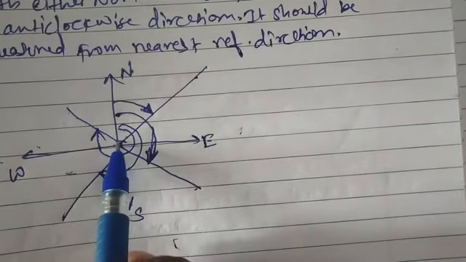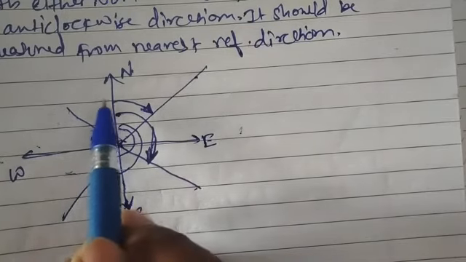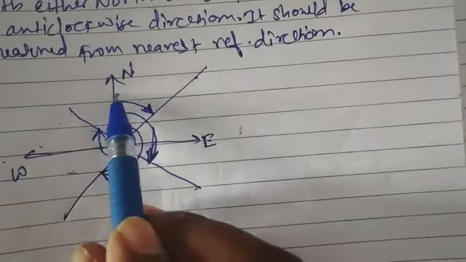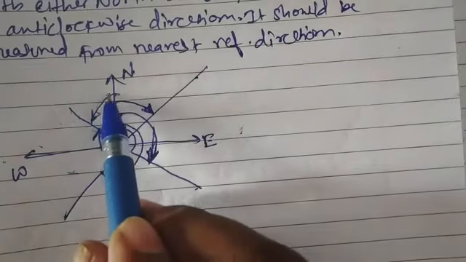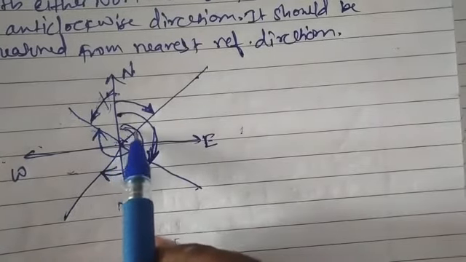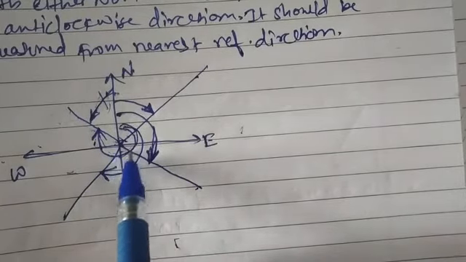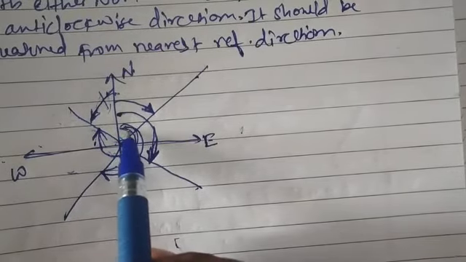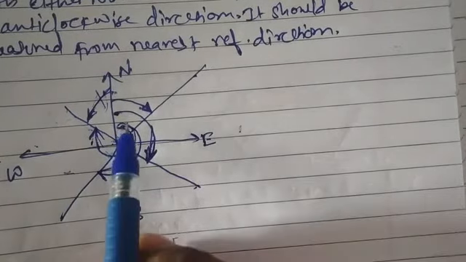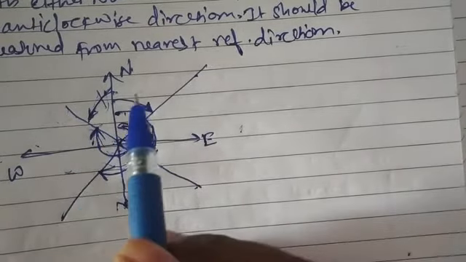Now here you can see that even if this line is nearest to north from anti-clockwise direction, we have not measured this as a bearing. We have measured this angular distance and called this the whole circle bearing of the line. So we'll always measure the angular distance of any line from north in clockwise direction. That is our whole circle bearing.